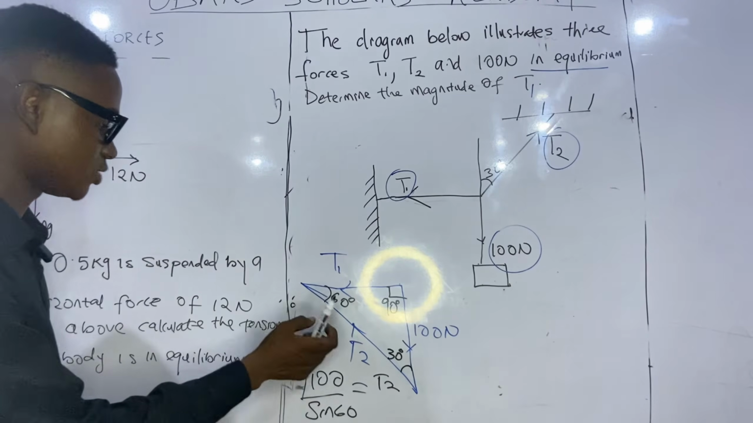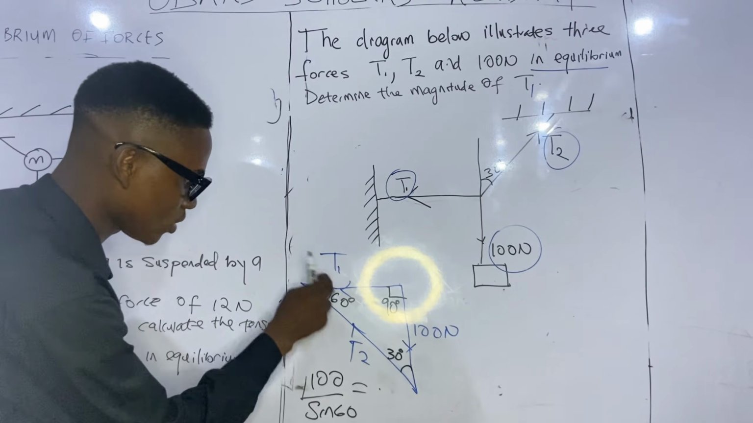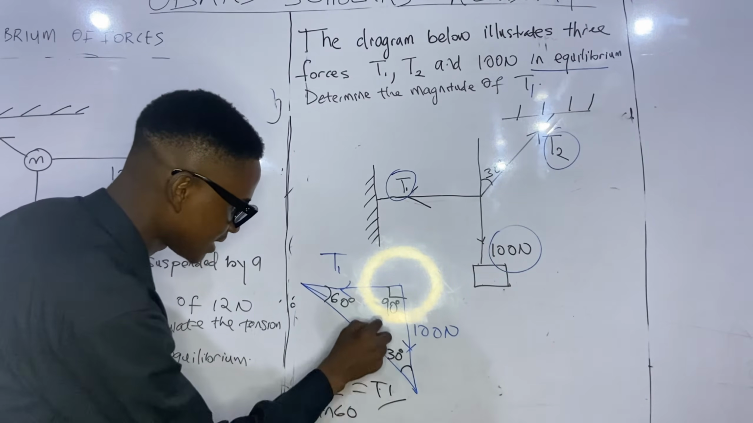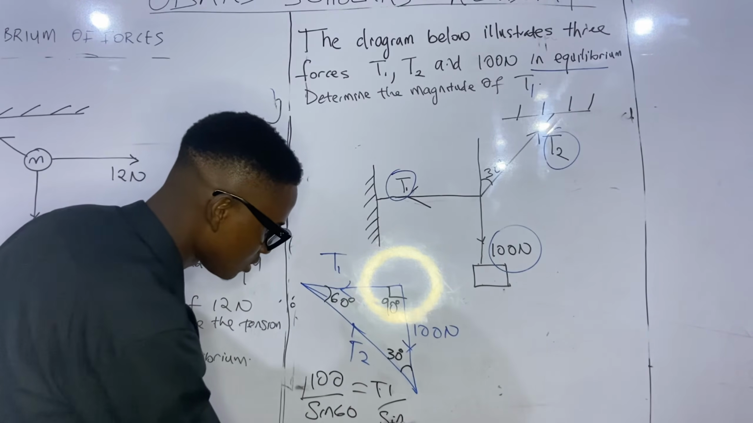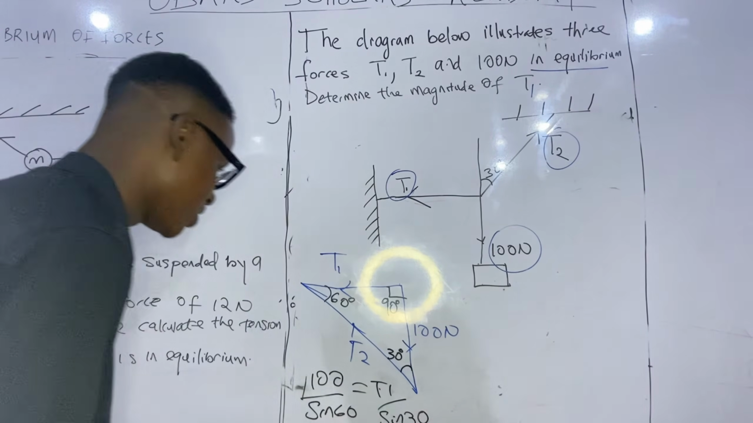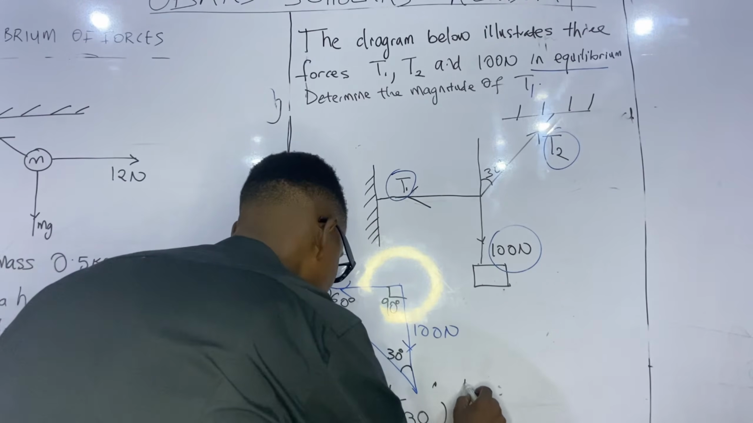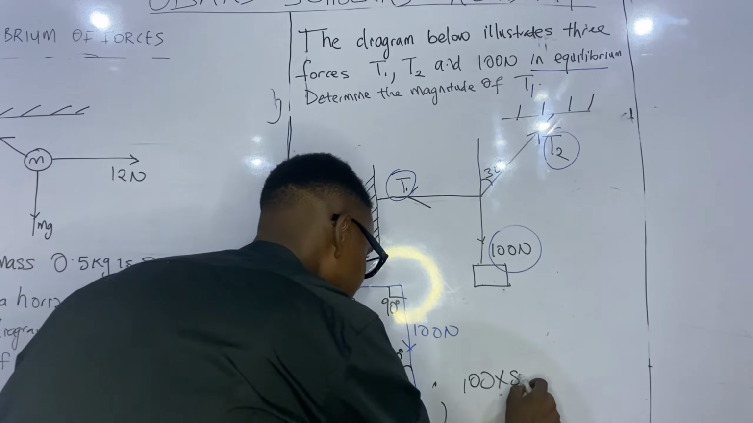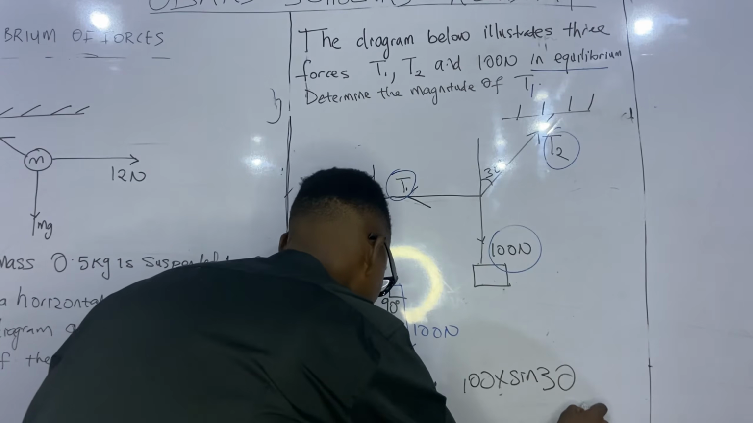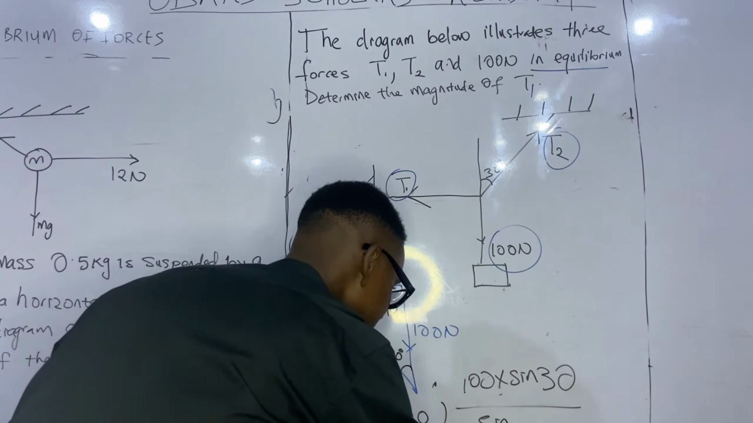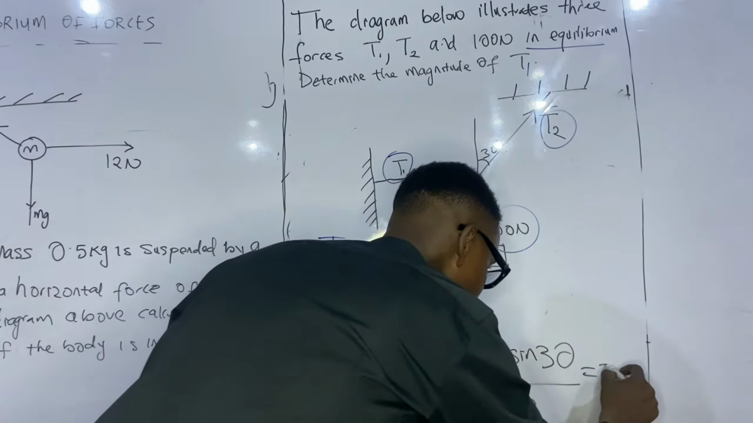So if you use the sine rule, just do 100 over sine 60 to give us T2. Okay, we'll look for T1. Let's use T1 over sine 30. If you cross multiply, you now have 100 times sine 30 divided by sine 60 will give you T1.